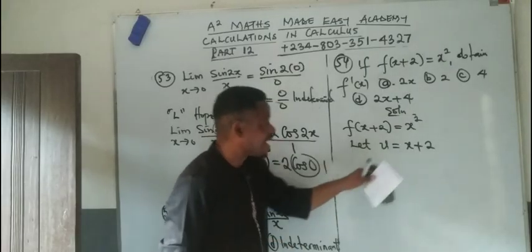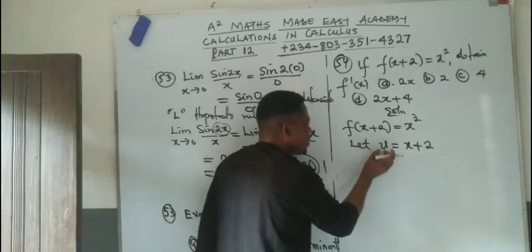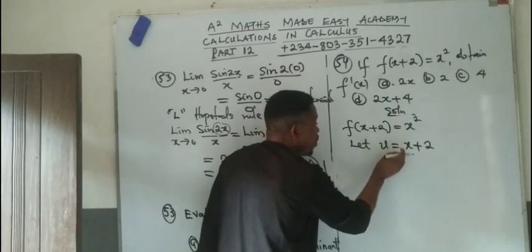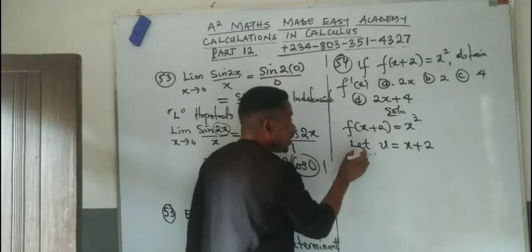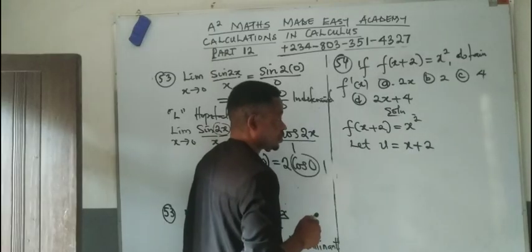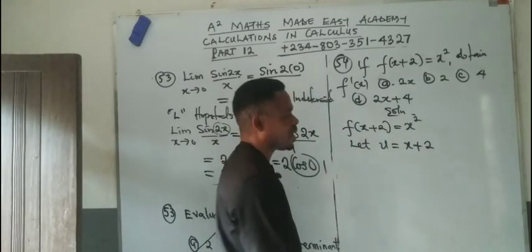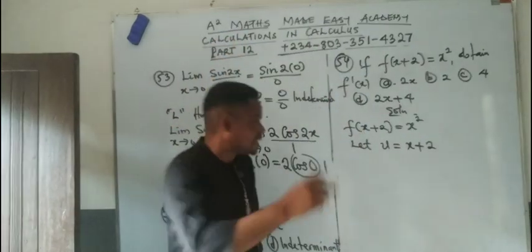Now, if u is equal to x plus 2, it means that when we go to the question, anywhere you see u, remove it and input the value. I mean, we said let u be x plus 2. So what do we do? Make x the subject of the formula. What did I say? Make x the subject of the formula.